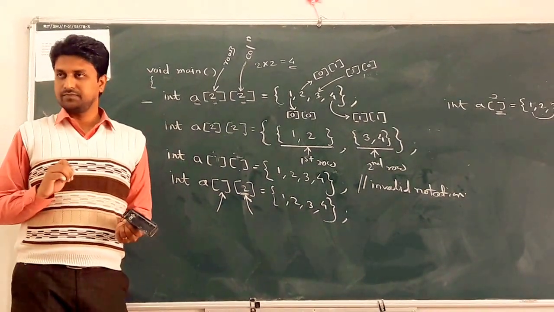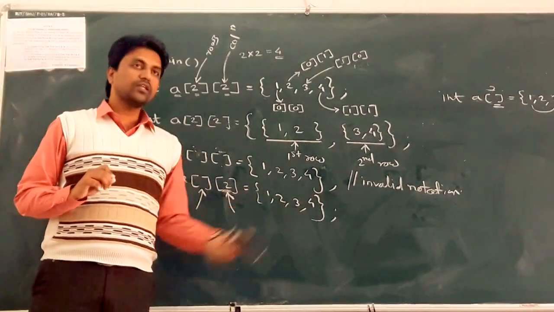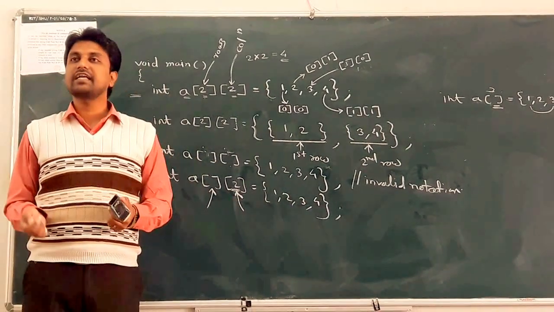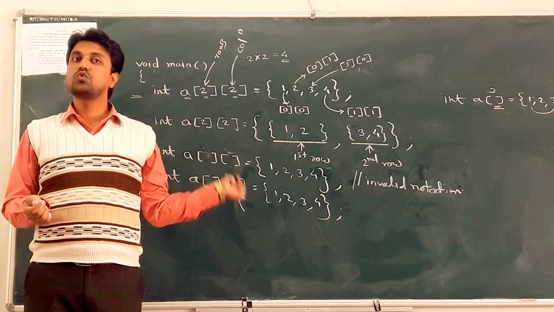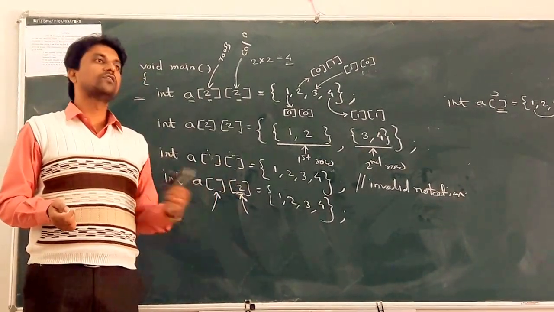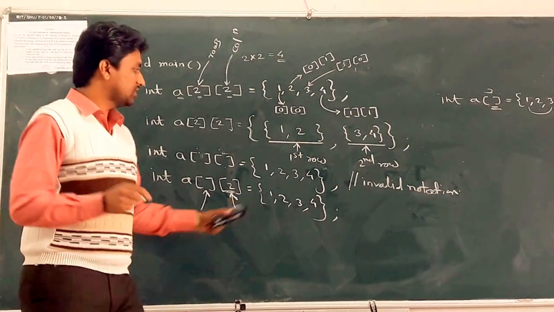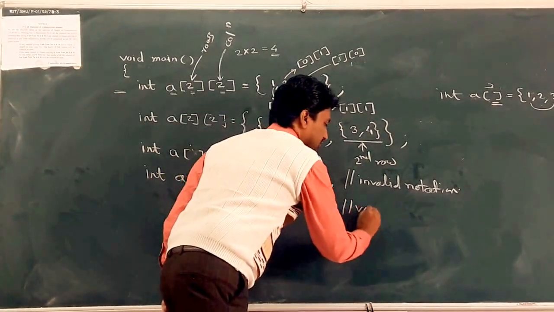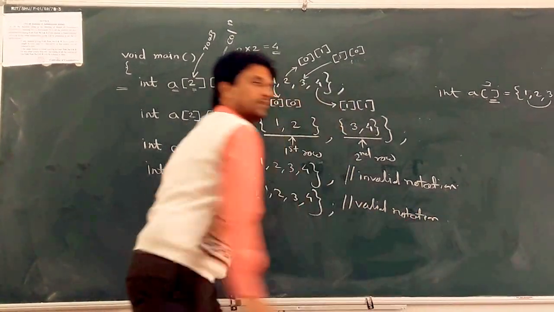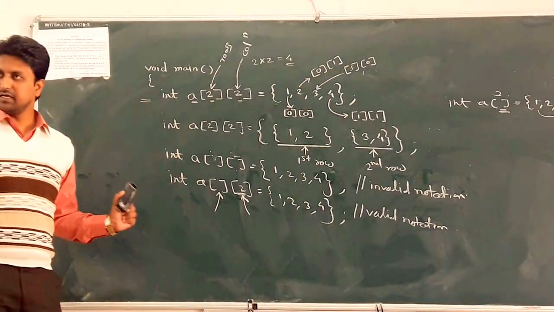Two columns. And how many rows? How many elements are there? 4. So it directly calculates that there are 2 rows on the basis of the number of columns. So this is a valid notation. Valid notation. Clear? Any doubts?